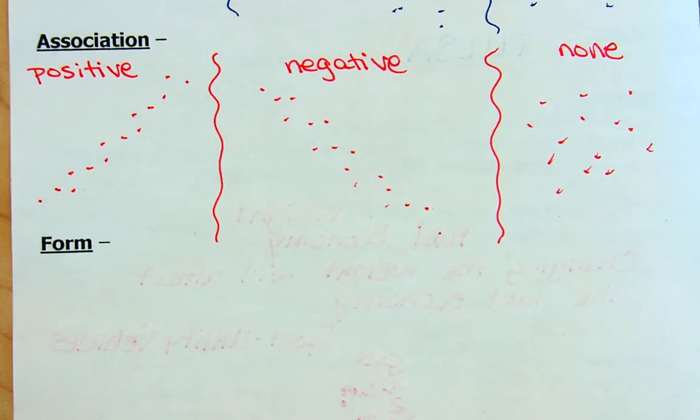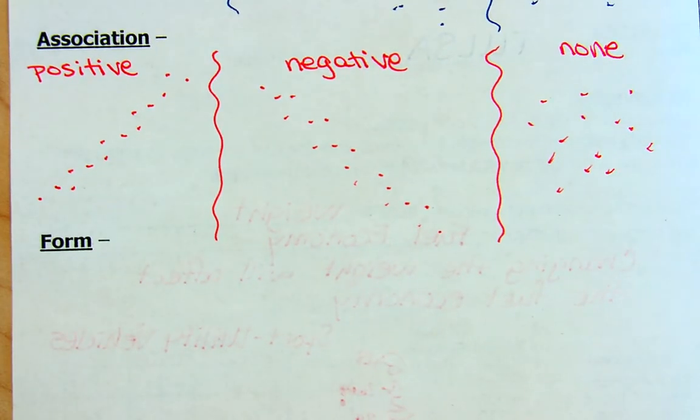Okay. So for association, we say positive or negative. On our graph we drew on the first page, what would you say it is? Positive or negative? Negative. Negative. Good.